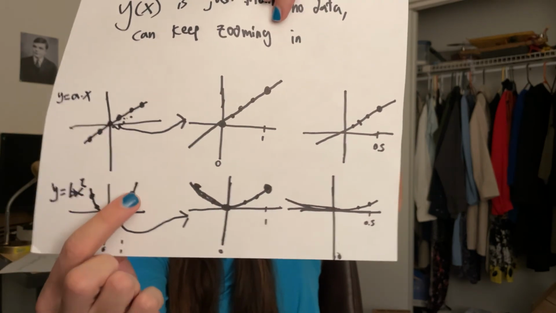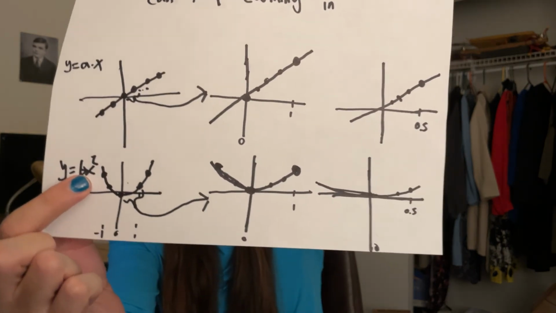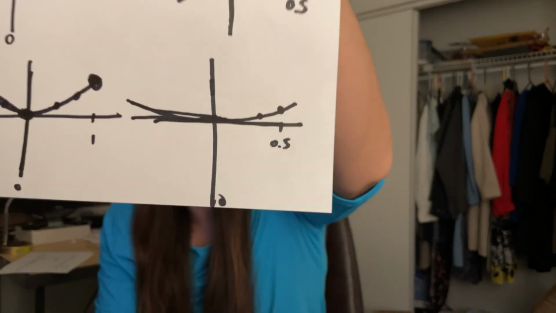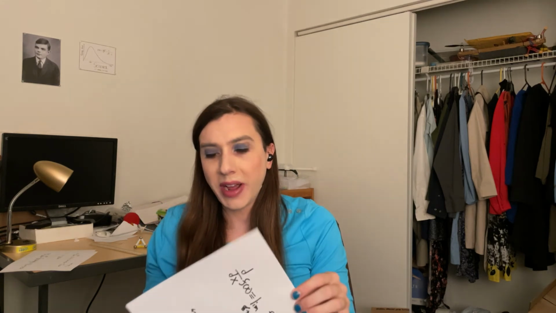Where this is a parabola, y equals some constant times x squared, and there, if you zoom in more and more and more, you get something that looks more and more like just a flat line, actually. And so, well, what are we going to do with that? Well, let's now define what this thing called the derivative actually is.